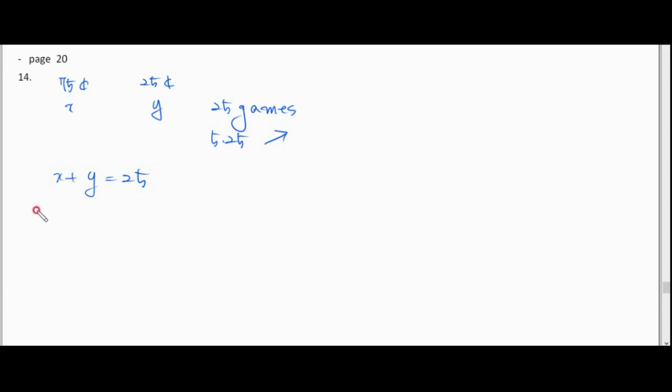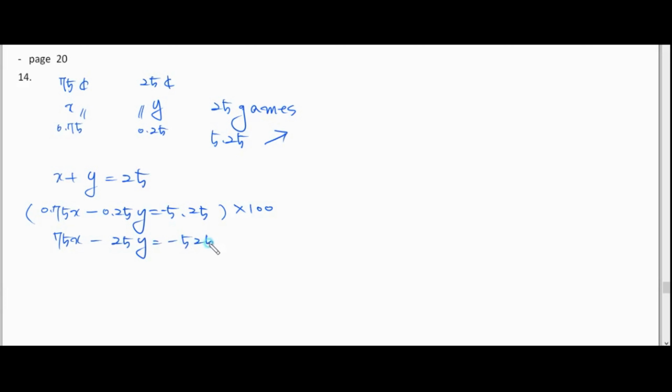And then we should match the units. Because 75 cents is $0.75, and 25 cents is $0.25. The money that he earns will be plus, and the money that he loses will be minus. It's a bit messy because of the decimals, so we'll multiply both sides by 100. Then 75x minus 25y equals minus 525. This number is too big, so we'll divide the whole thing by 25. And then 3x minus y equals minus 21.